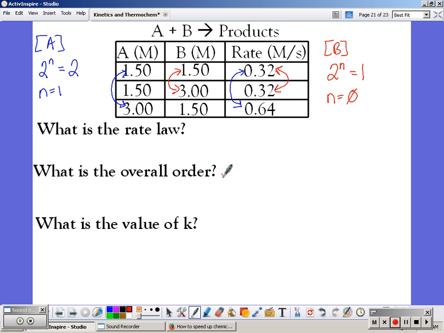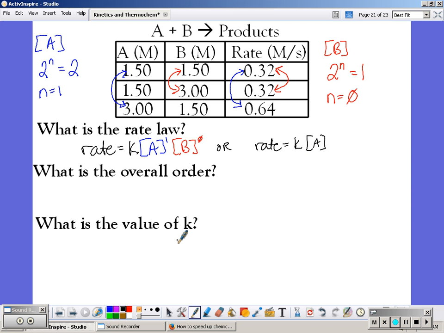So when I write my rate law, I want to make sure I start off with rate equals k, and then we would say A to the first and B to the 0. Now we don't have to include 1 because ones are understood. Anything raised to 0 is going to give us the value of 1, so B isn't actually doing anything. So we could write this as rate is equal to k times A.